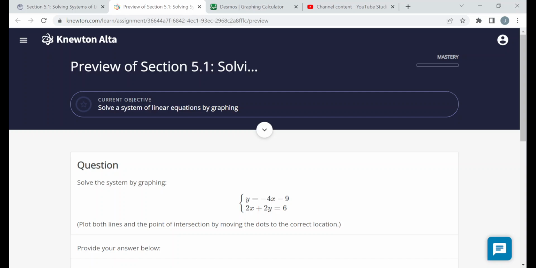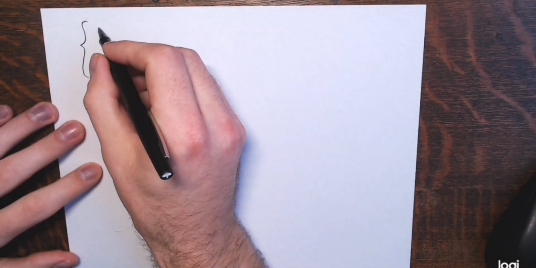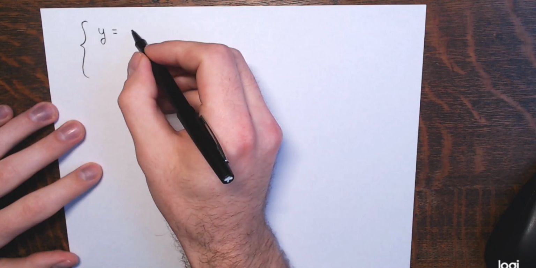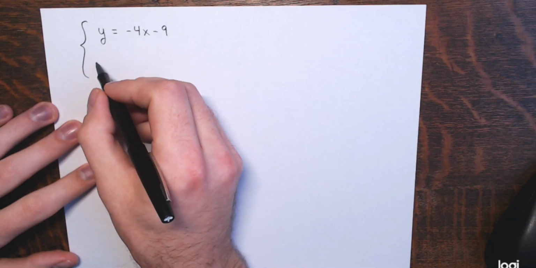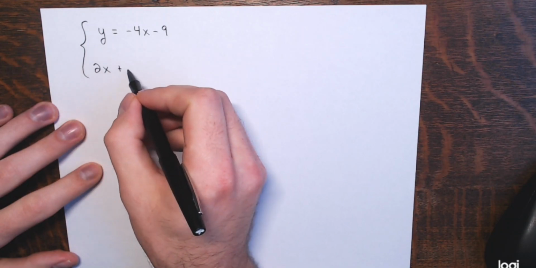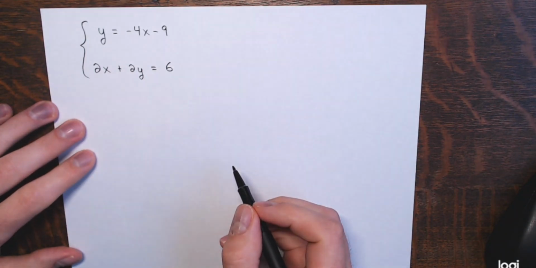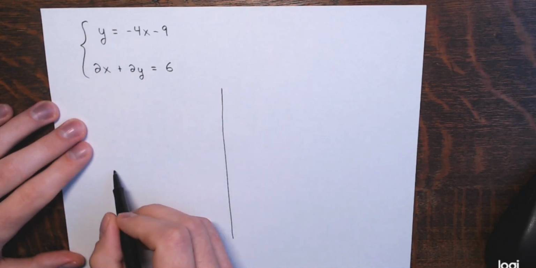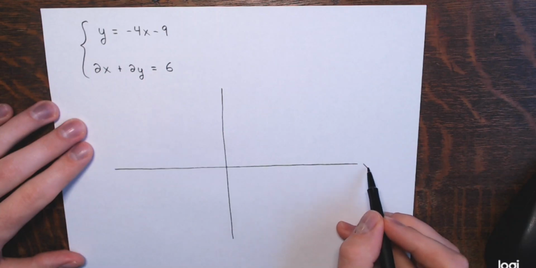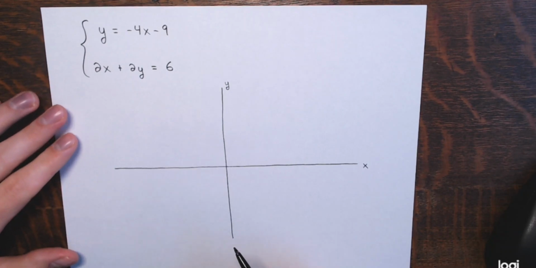So I'm going to start off by showing you this system here. The system we're given, we have 2 linear equations. y equals negative 4x minus 9, and the other one is 2x plus 2y equals 6. So first I'll make a graph of the system. Now if you have graph paper, that would be even better. But I'm just going to try my best to make this look decent and keep everything nice evenly spaced.